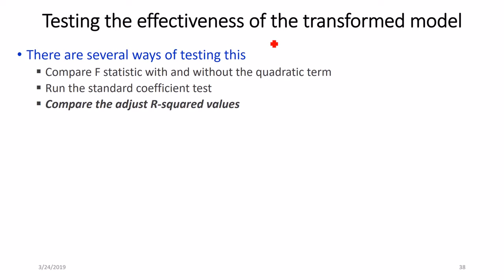How can we test the effectiveness of the transformed model? There are several ways. We can compare the F statistic with and without the quadratic term. We can run the standard coefficient test. We can also compare the adjusted R squared values.